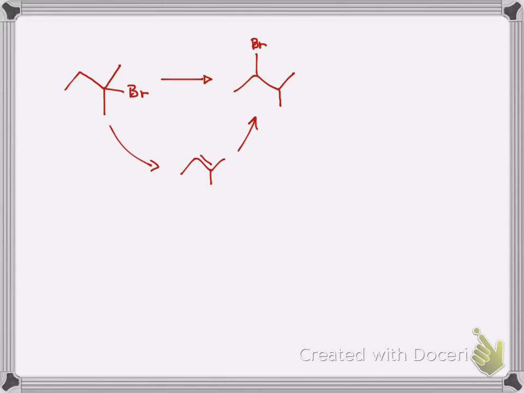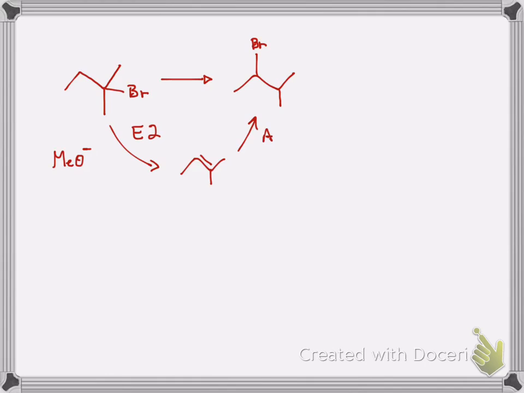Yeah, so you're going to do an elimination, and then we're going to do an addition. So if I'm going to do the elimination, that's, again, the same kind of problem, but I have to use a non-sterically hindered base to get the more substituted, more stable alkene. So that would be MeO minus, sorry. Has to be strong. So that makes it E2.